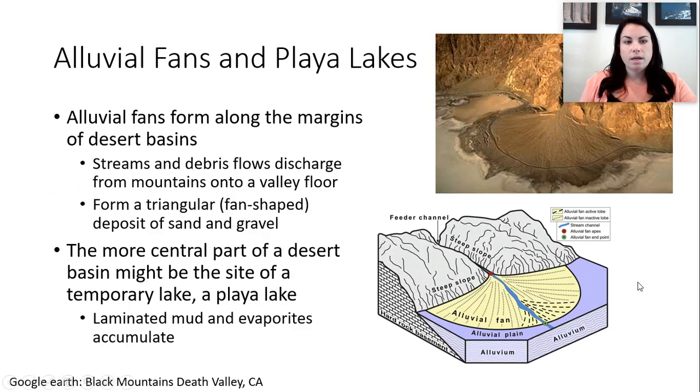Okay, and the next is a playa lake. So the more central part of a desert basin might be the site of a temporary lake, like a playa lake. And this is where we see laminated mud and evaporites.